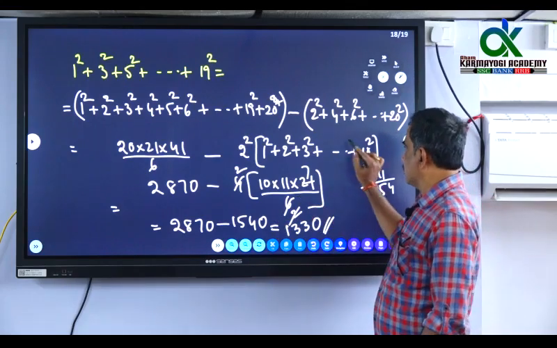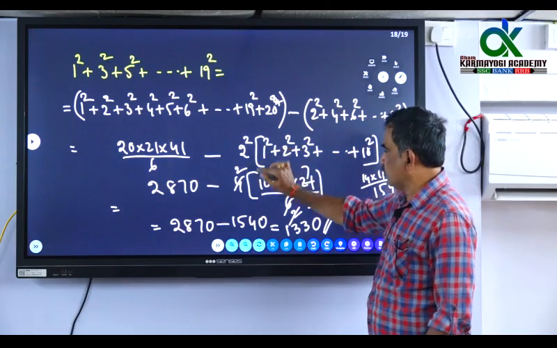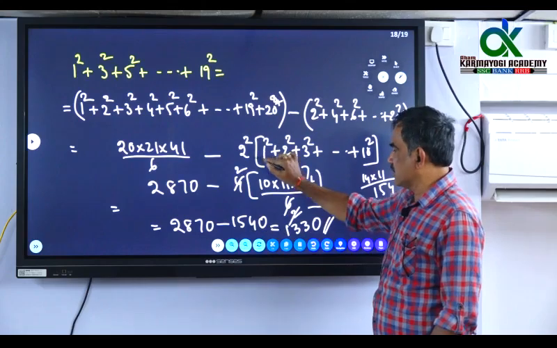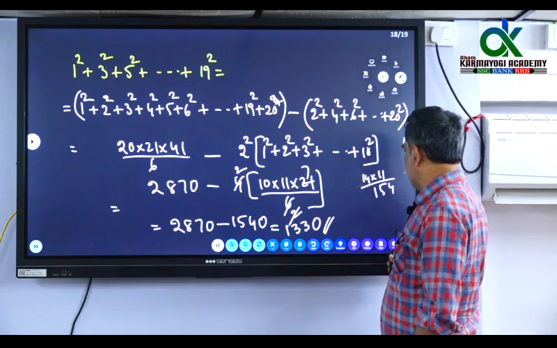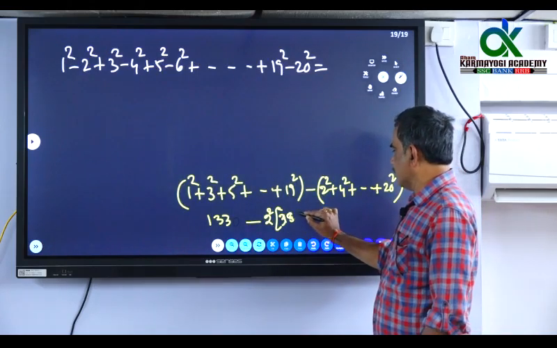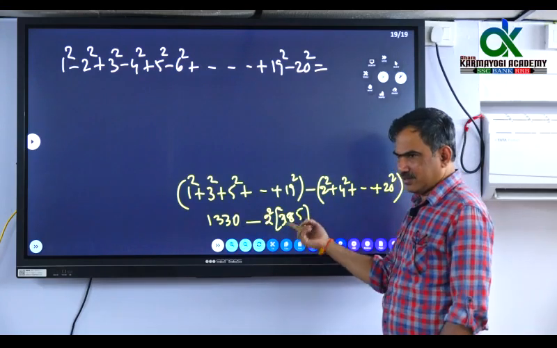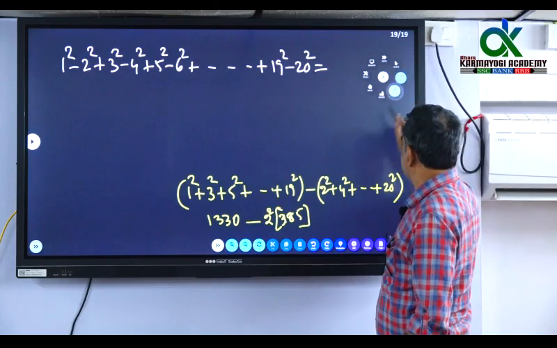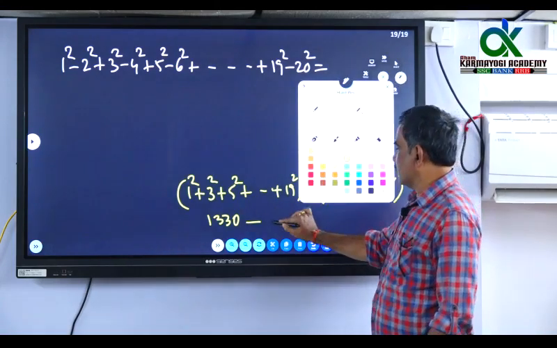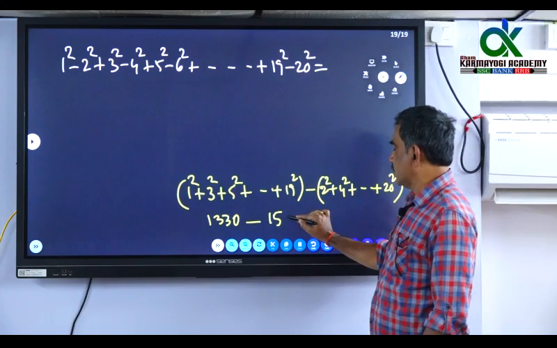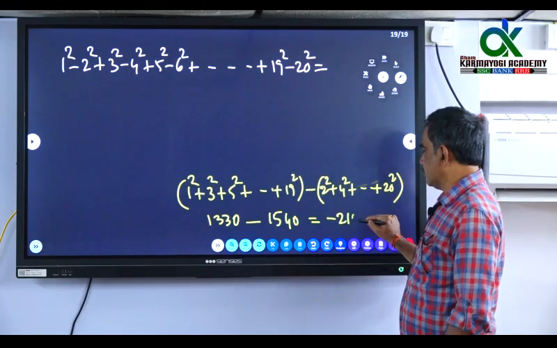Actually, what is this value? I want this value only. This value into 4 is 1540. If this is divided by 4, this is nothing but 385. So, therefore, this value is 385. Or you can use 1540 totally. So, therefore, if you write 1540, then what we get here? The answer is minus 210.